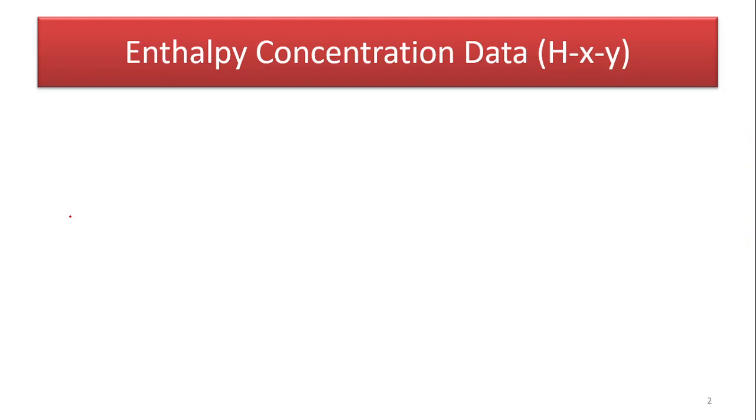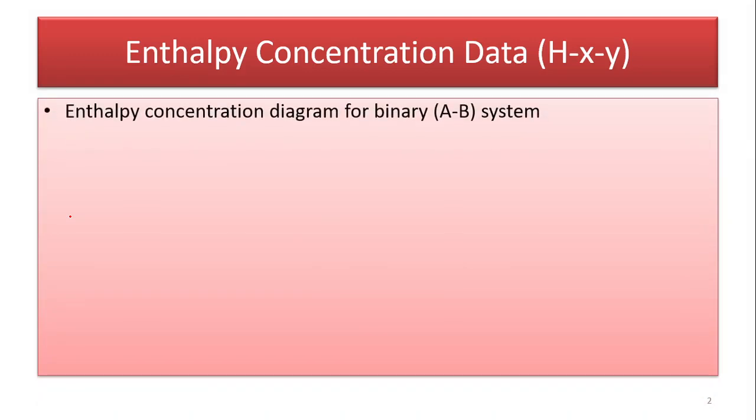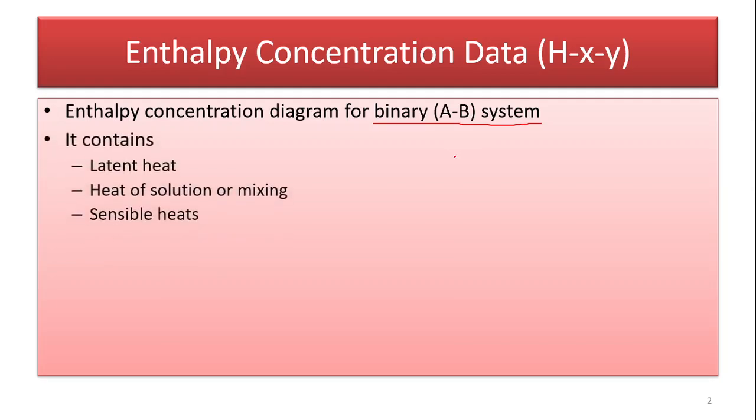So HXY, that is the enthalpy concentration data. What is the meaning of this one? So first we should know that we are going to develop this HXY diagram for the binary system. And in the binary system we have taken A and B. A is the light component and B is the heavy component.